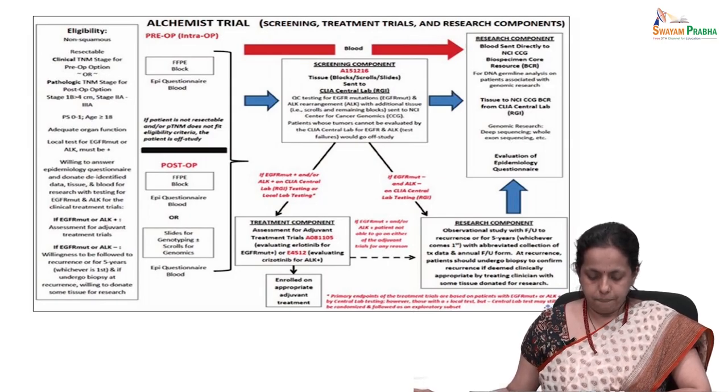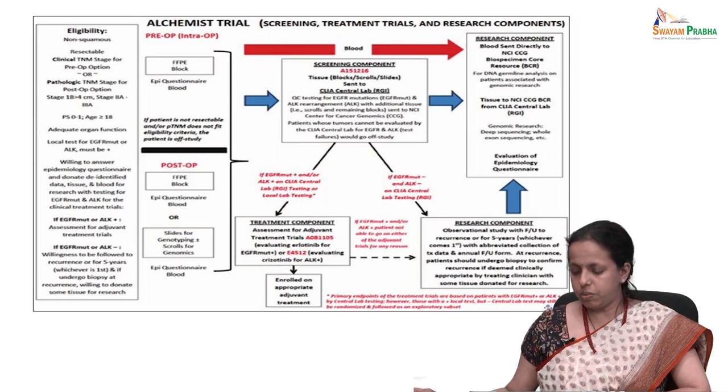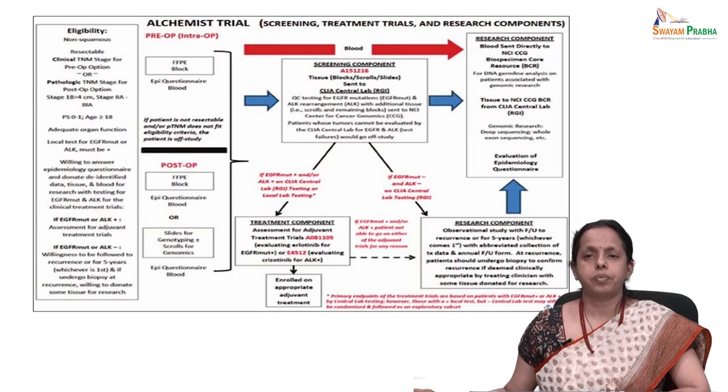epidemiological correlation. It is an observational study with follow-up for 5 years. At recurrence, the patient should undergo biopsy to confirm recurrence, if deemed clinically appropriate by the treating clinician, with some tissue donated for research. Without these mutations, they will be enrolled in a registry study and have their tumors undergo whole exome sequencing. If they relapse, every attempt will be made to resequence their tumor DNA at that time to determine the natural genomic history of this particular cancer.